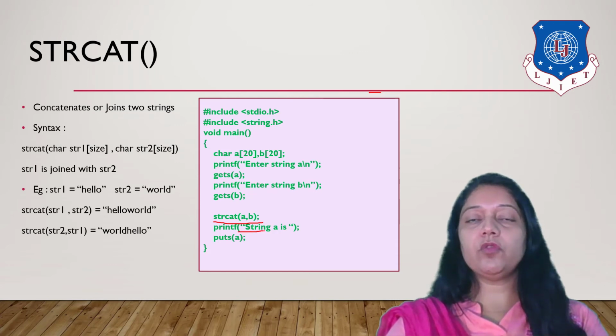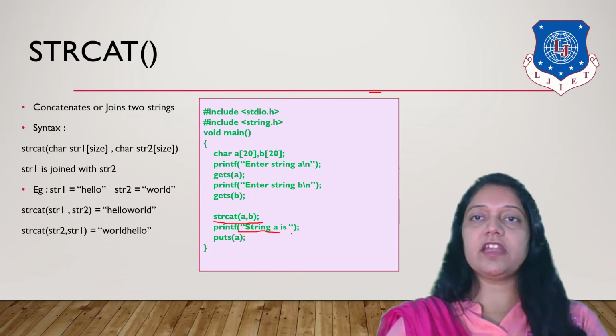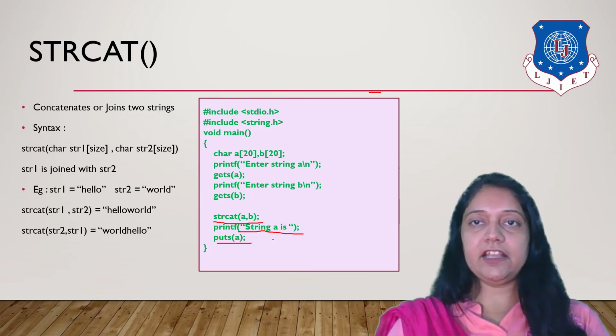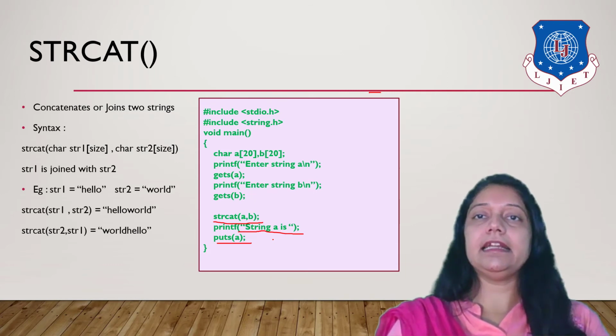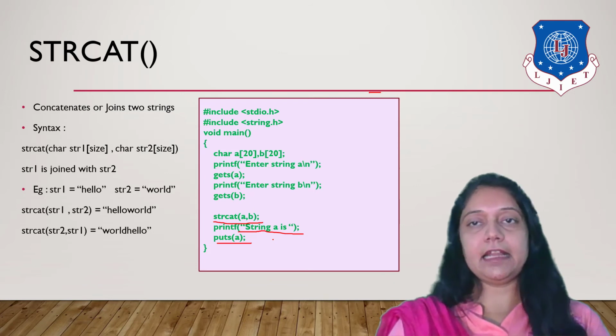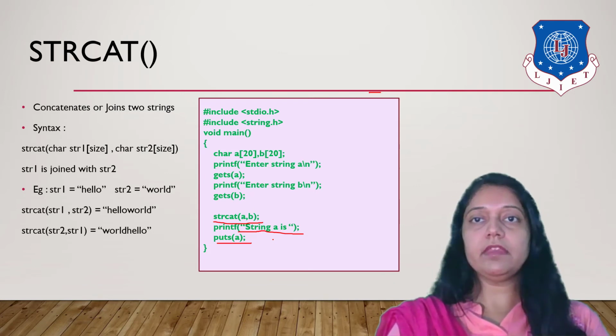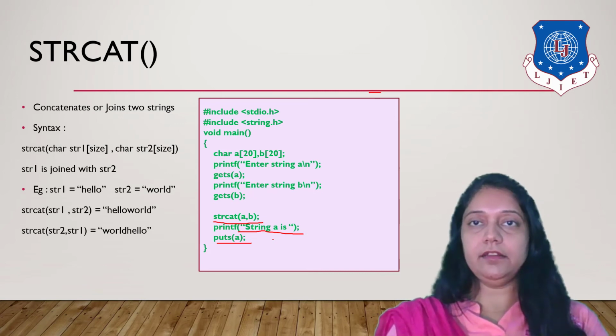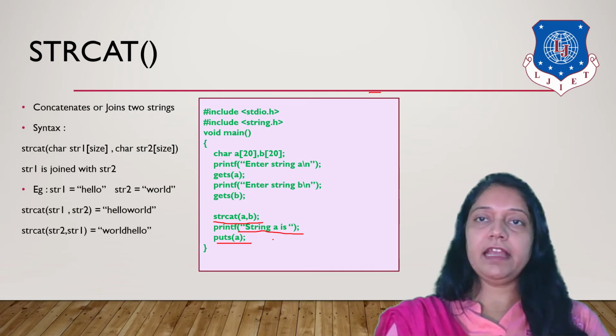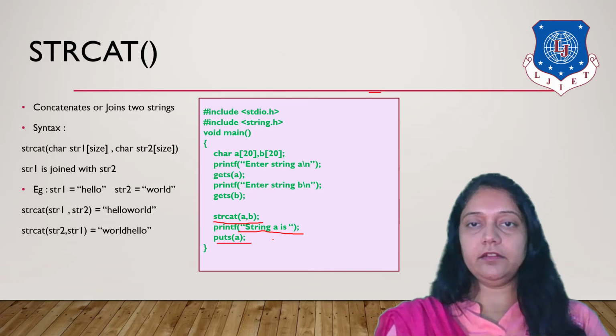So if you want to verify, display it. So printf string A is, put as A. So if I display the value of A, now I'll get the concatenated value. A and B will be attached or joined and the final result I'll get in A, and I'll get that particular result on the screen. If you display puts B, then only I'll get the value of B. But if you display the value of A, I'll get the joined string as an output.